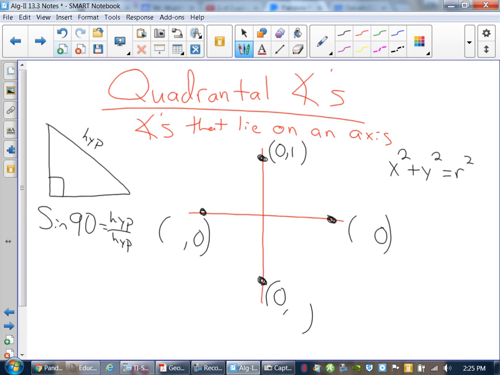So what happens here, what's your value of x at 90 degrees? 0. What's your y value? 1. So what's 0 squared? What's 1 squared? What's 0 plus 1? What's the square root of 1? 1. So my r value here is 1. So when I'm at 90, my y value equals the r value.